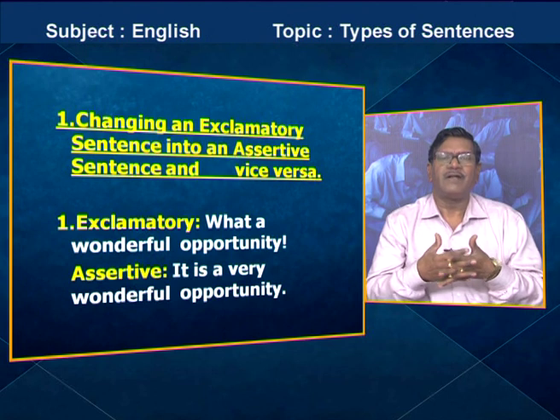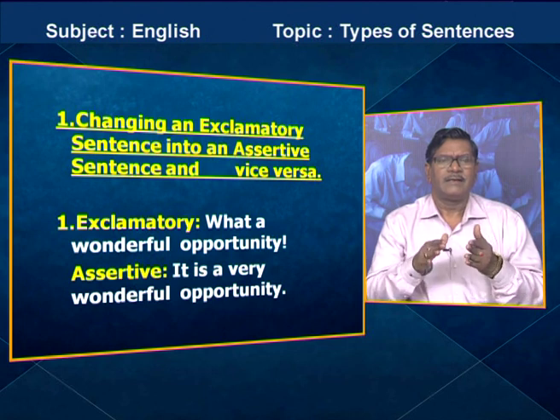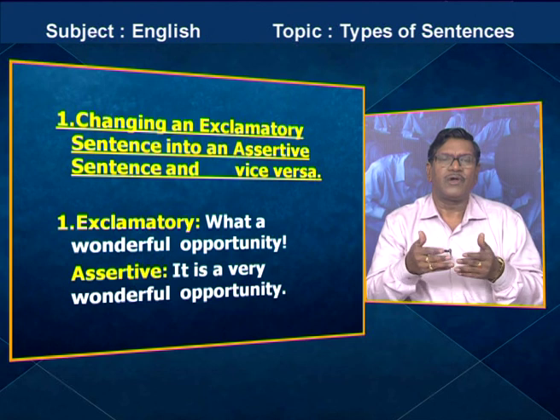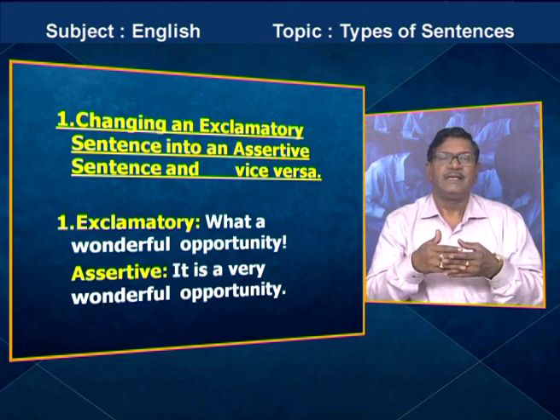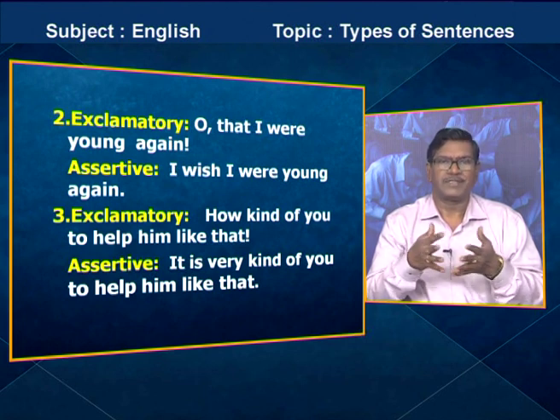It is a very wonderful opportunity. What a wonderful opportunity it is. That means it is a very wonderful opportunity. That is assertive sentence. Okay? Here we don't find any strong and sudden feeling, expression of sudden feeling. When there is no strong and sudden feeling being expressed, then it will be an assertive sentence. If a strong or sudden feeling is expressed, then it is an exclamatory sentence.